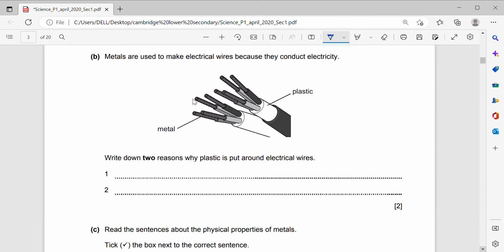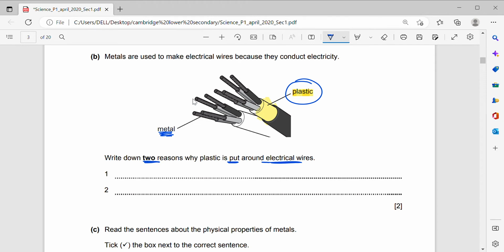Question 3. Metals are used to make electrical wires because they conduct electricity. Metal, plastic. So the wire is made up of a metal. The plastic is put around the electrical wires. We all know that the wires are made up of copper. It is covered with plastic. Why do we cover the wire with plastic?